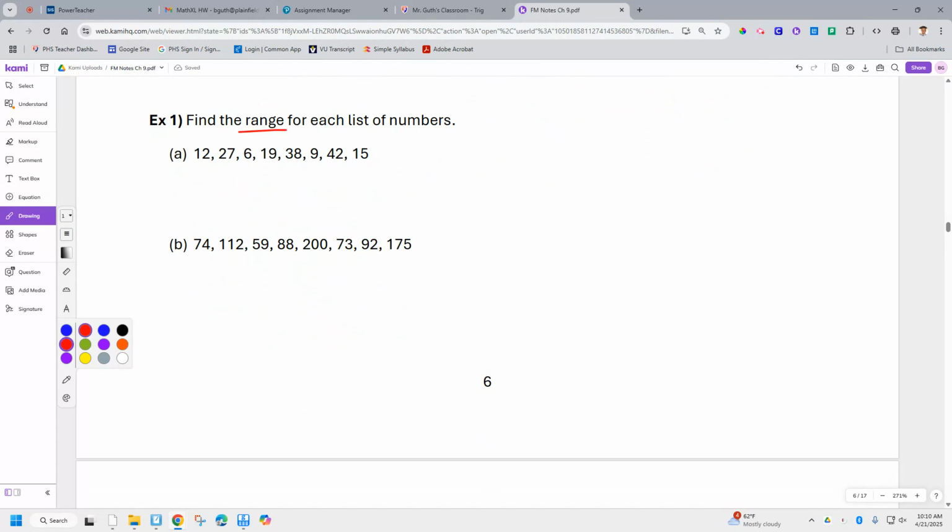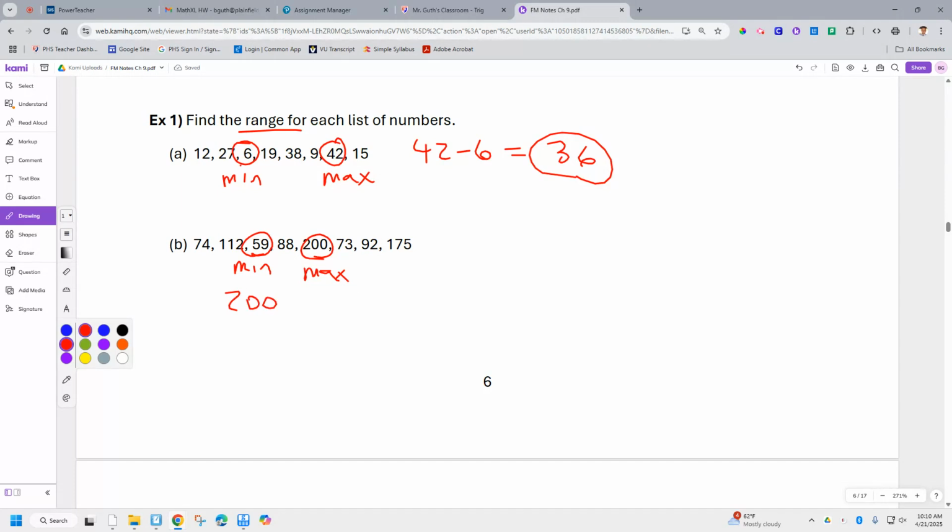Example 1 says find the range. All you have to do is max minus min. That should be pretty simple. So 42 looks like the max in this set of numbers, and 6 looks like the min for this set of numbers. So all it is, 42 minus 6 is 36. That's the range. So that's one of the easier calculations you've got. Next one, 200 is the max. 59 is the min. Big minus little, 141.